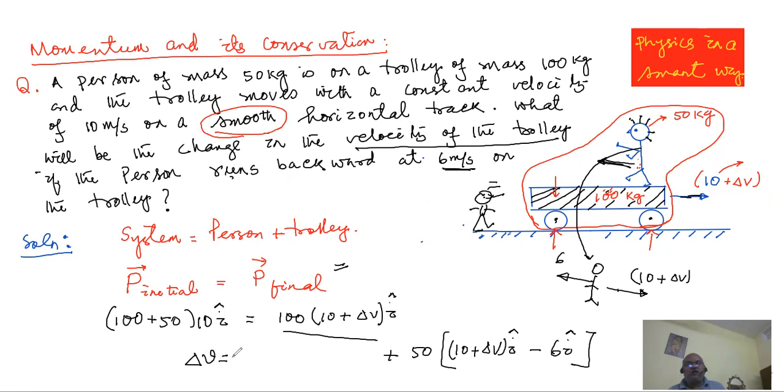So delta V comes out as 2 meter per second. Find it yourself: open up the bracket, cancel the similar terms, delta V will automatically come out, simple algebra, and that comes out as 2 meter per second. So the trolley speed will be increasing, as the question asks, by 2 meter per second. Or one may say from the initial velocity of 10, during the time he continues to walk, the trolley will be moving with a speed of 10 plus 2, that is 12 meter per second.